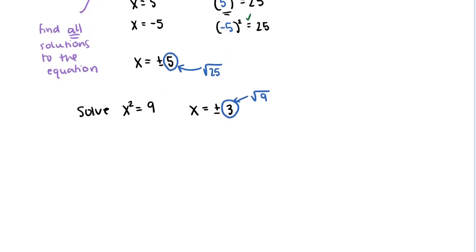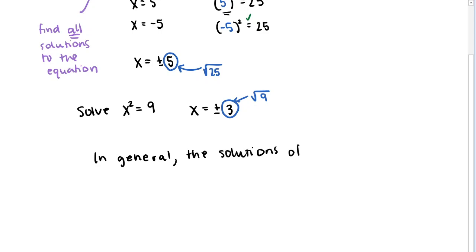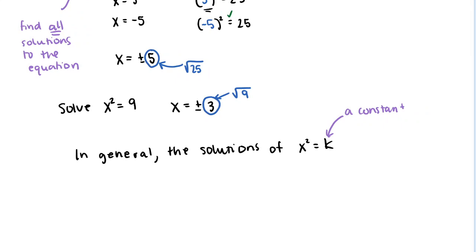And so really, in general, if we have an equation of the form x squared is equal to some number, right, so if we have some sort of equation like x squared is equal to just a number here, right, like x squared is equal to 25, x squared is equal to 9, x squared is equal to 16. Really, the solutions to these kinds of equations are x is equal to plus or minus the square root of that number.